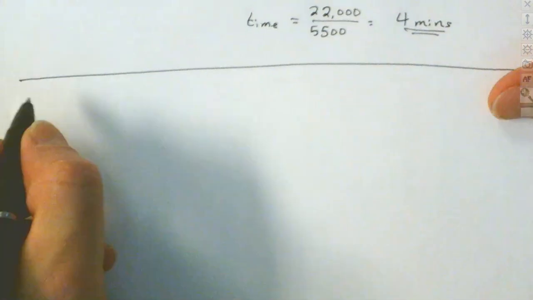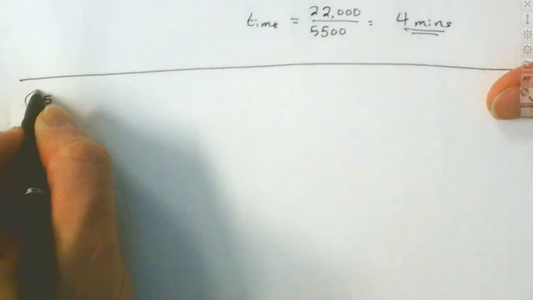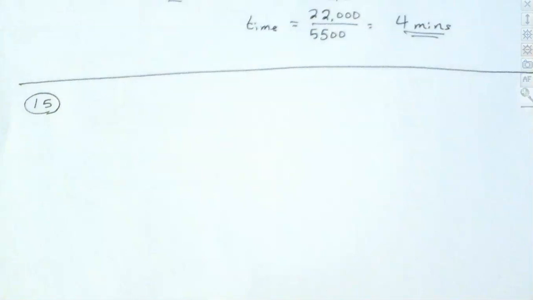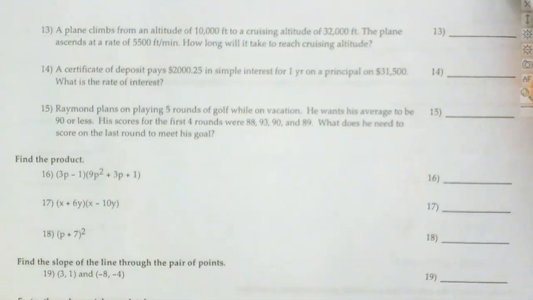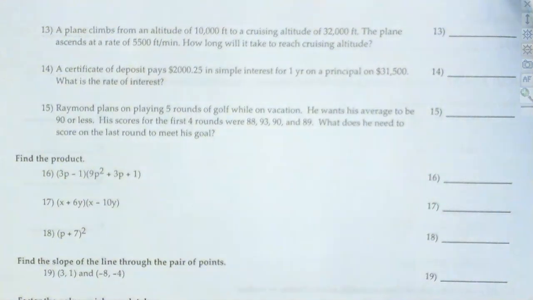14. You can see how 14 is done. It's just using the interest formula. 15 we'll talk about. And 15 is a pretty easy question too, but 15 is an average.